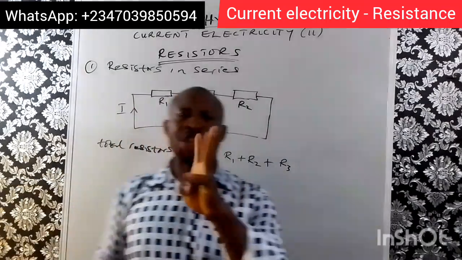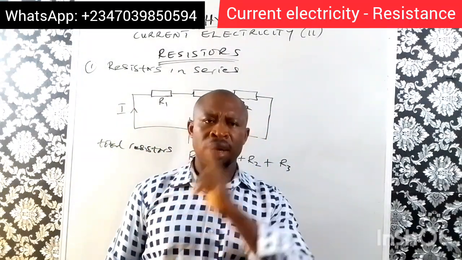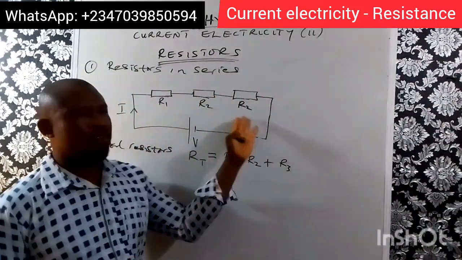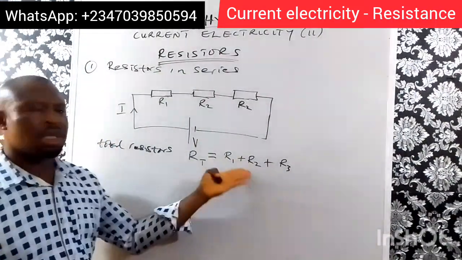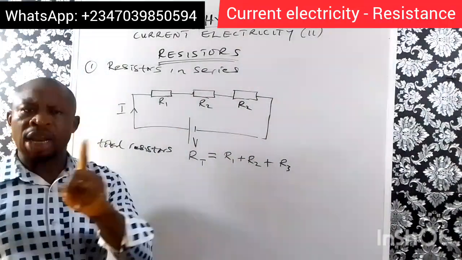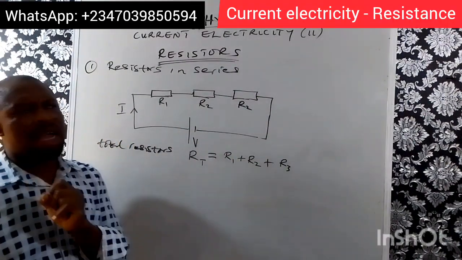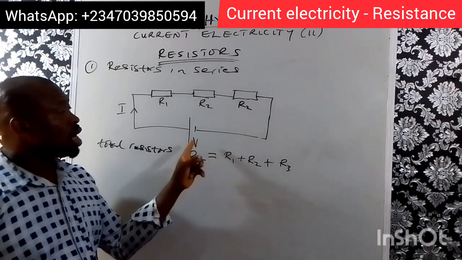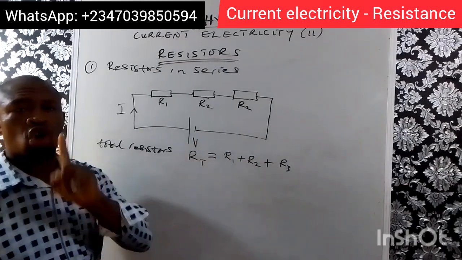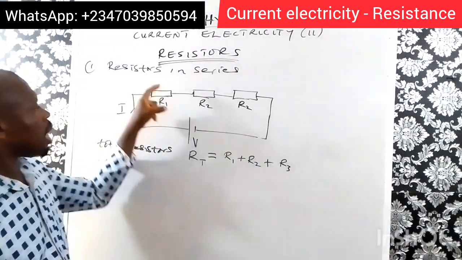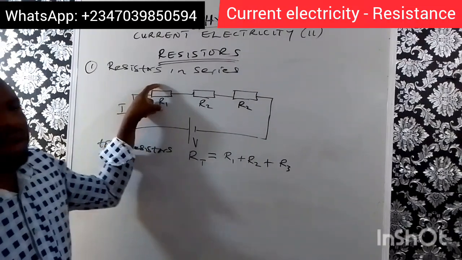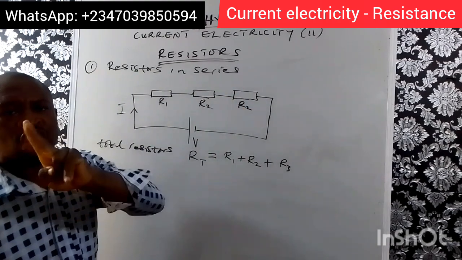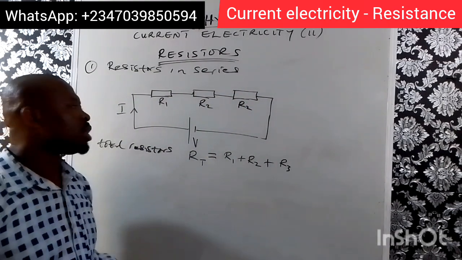Now there are three things I want us to note here. If you have this type of connection, the total resistor is this. The first thing I want you to note is that since it is in series, the same current flows. The same current flowing into R1 will flow into R2, and the same current will still flow into R3. And that is the first one.